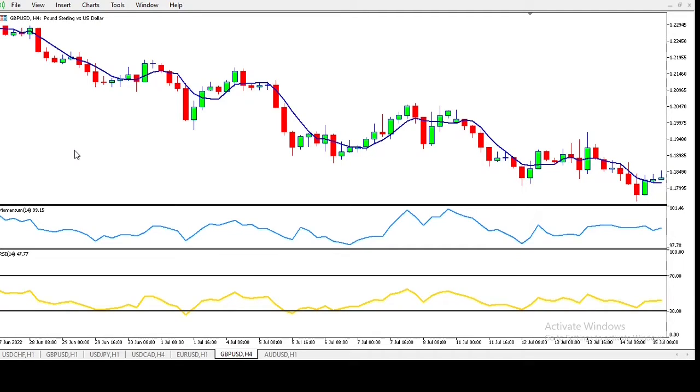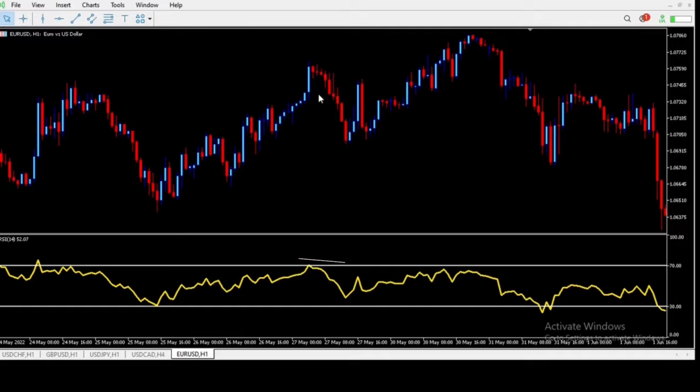And in this case, we are having the RSI. Here the market is making a lower low, but the RSI is making a higher low.